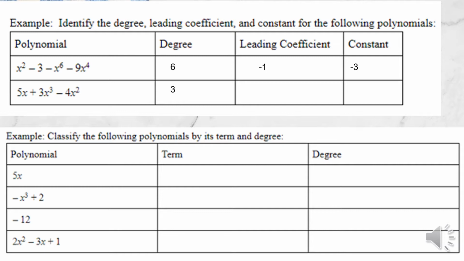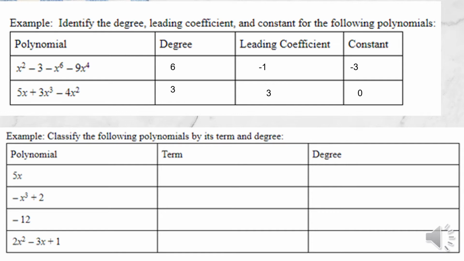If you said 3, you're correct. Therefore, because our degree is 3, we're looking for the number in front. That is also 3. Now here's a trick question. Our constant is something that doesn't have an x, but there's nothing here that doesn't have an x, so our constant is just nothing. It's 0.